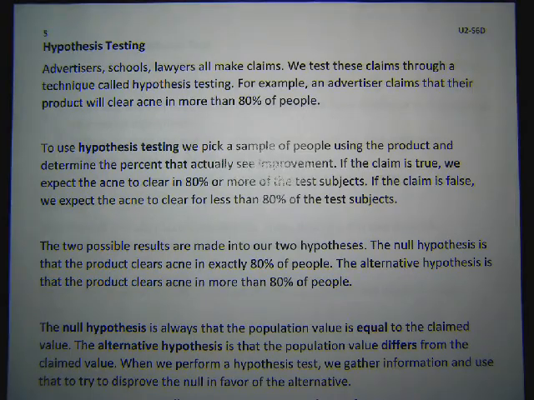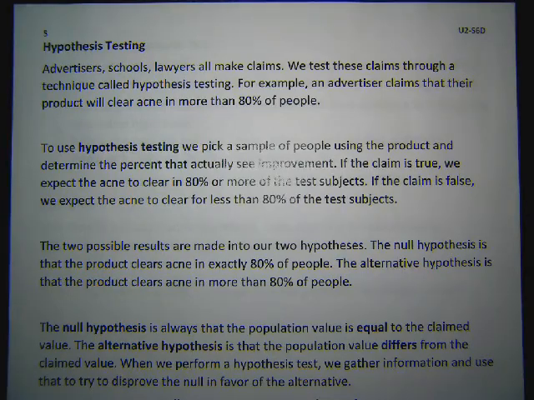To use hypothesis testing, we're going to take a sample of people and have them use the product, and then determine what percentage it actually works for in that sample. If the claim is true, if they're claiming that it works for more than 80% of people, we'd expect 80% or more people in our sample to have their acne clear up, to have the product work. Now, if the claim is not true, then we'd end up with less than 80%. If we get way more, like 90, 95, then they were hedging their bets.